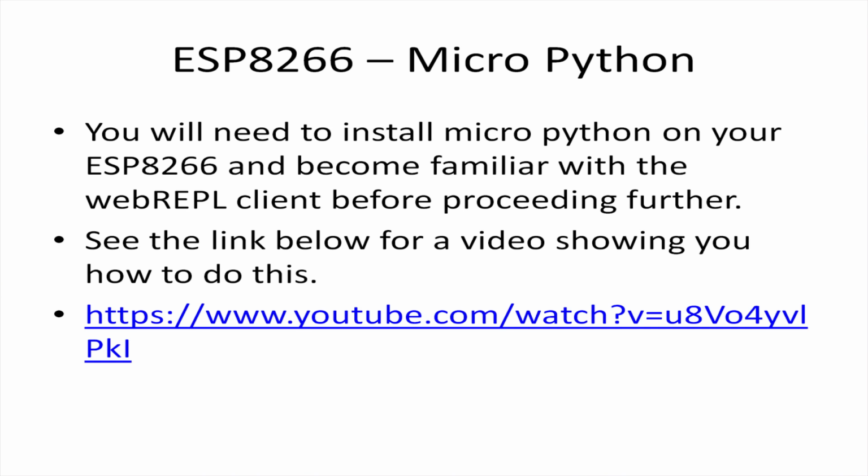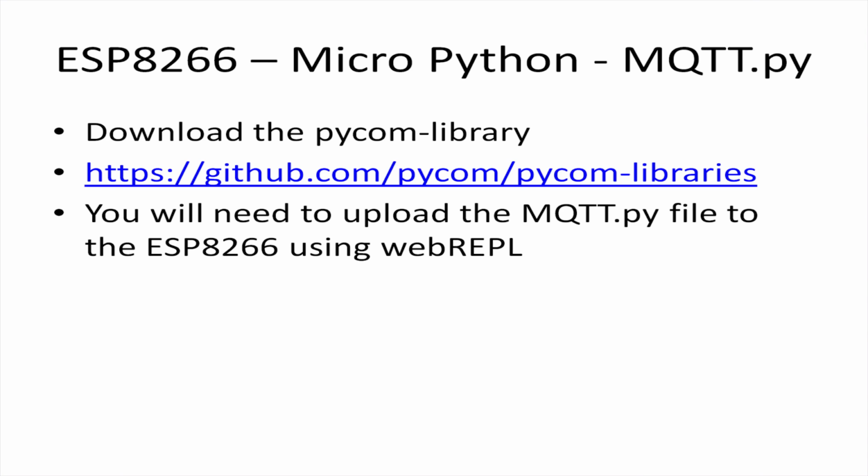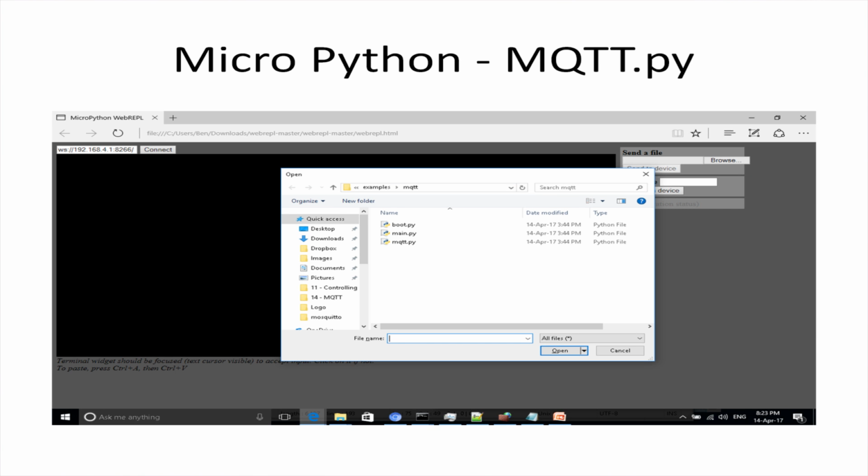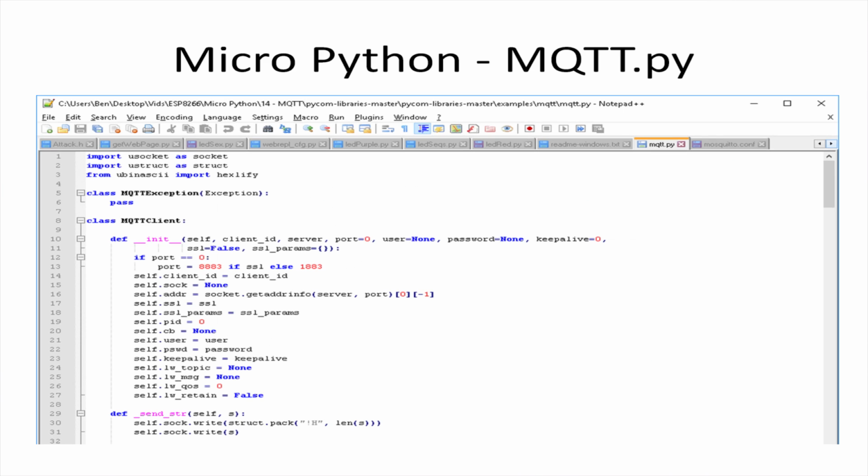With your ESP, you will need to program it with MicroPython. If you haven't done this before, you can follow the link below to watch a video on how to achieve this. Now that you have MicroPython on your ESP8266, download the PyCom library from the link below. You will need to extract the MQTT.py file from this library. You can then upload the file to your ESP8266 device. The way I did this was using the WebREPL, which allows you to easily upload files to your ESP device.